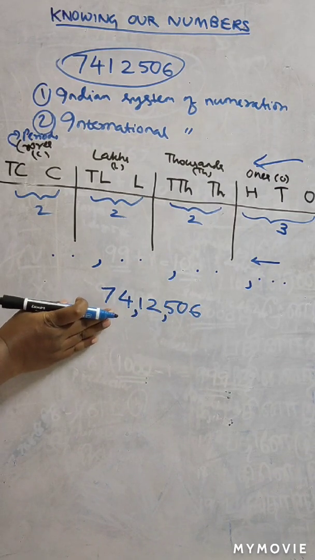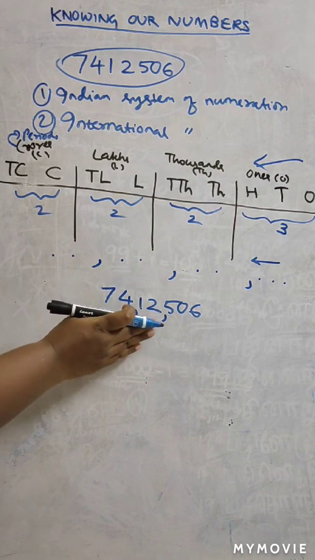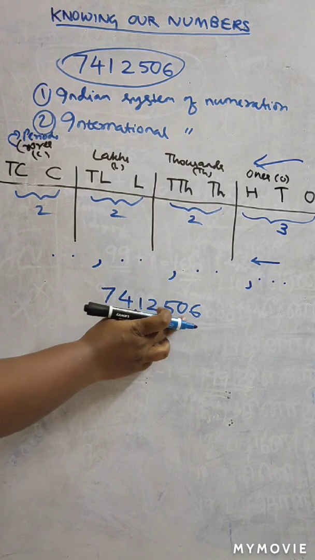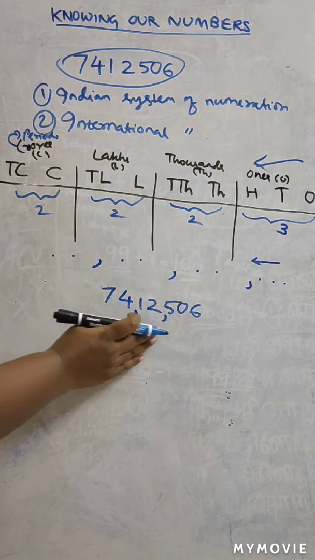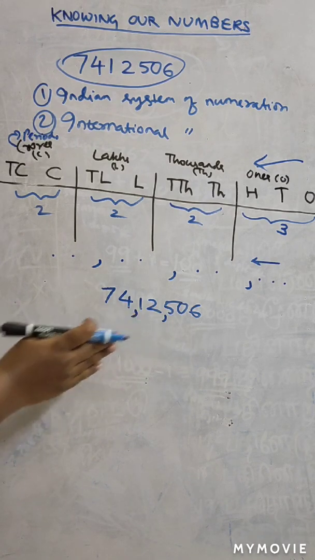So how do I read this number? It is 74 lakhs 12,506. This is how we have written the number in the Indian system of numeration.